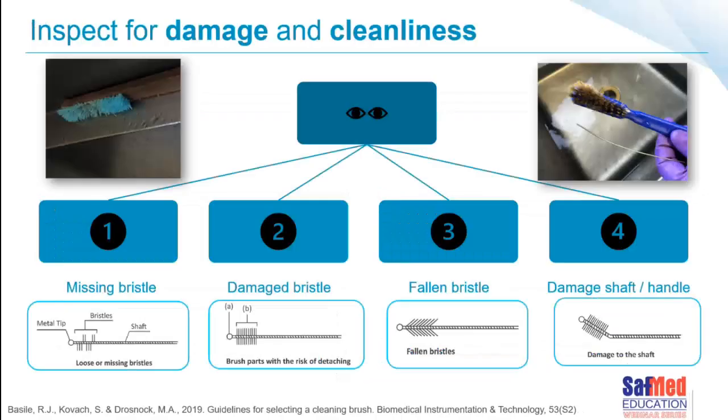Inspecting now, we've said we need to inspect. What are we inspecting for? Well, we're looking for missing bristles. We're looking for damaged bristles. We're looking for what is known as fallen bristles, so when they collapse down a little bit. And we're looking for damage to the handle or to the shaft. All of these four factors can affect, at the end of the day, the cleaning efficacy.